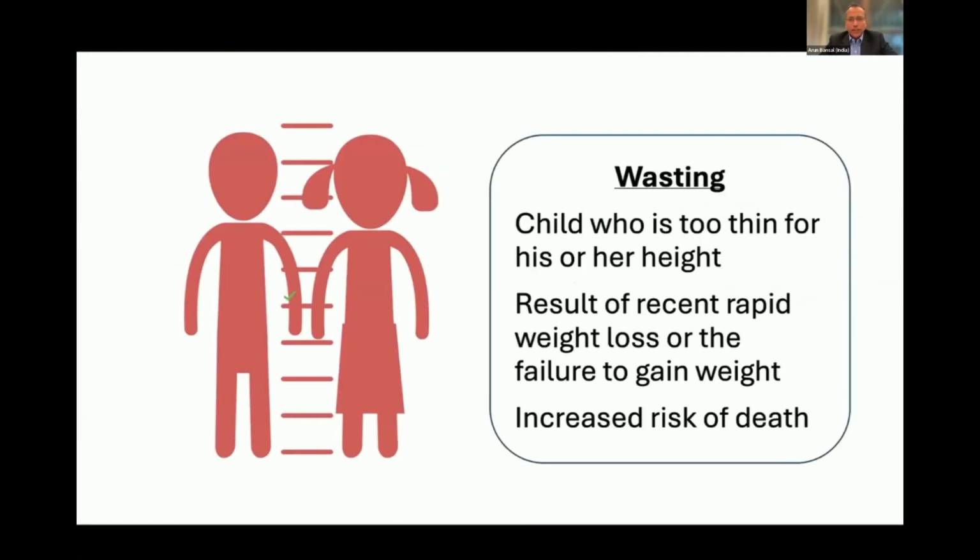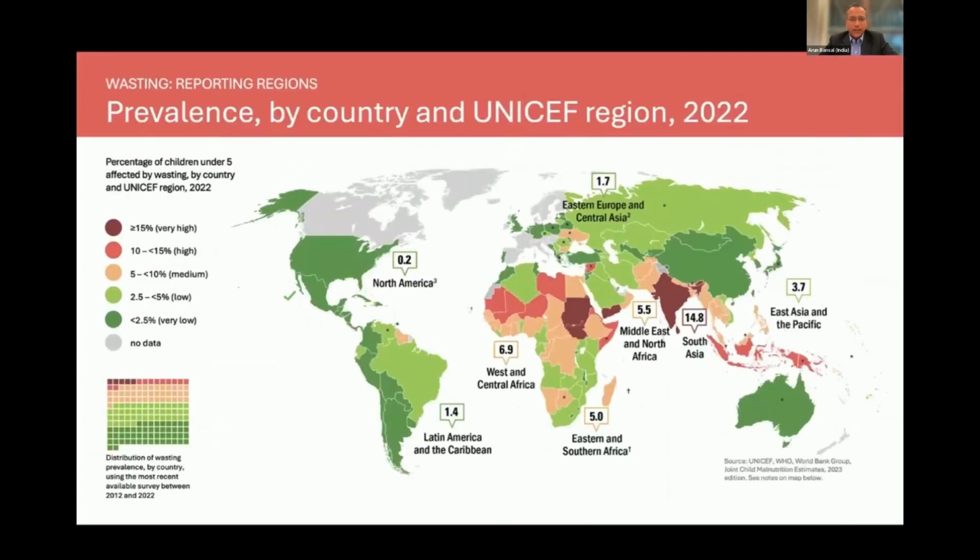Coming to wasting, it is basically being too thin for his or her weight. It can be due to rapid weight loss from recent acute illness or failure to gain weight, and wasting can lead to a significantly increased risk of death. Again, the red and brown chart represent the countries or geographical areas where it is most common.